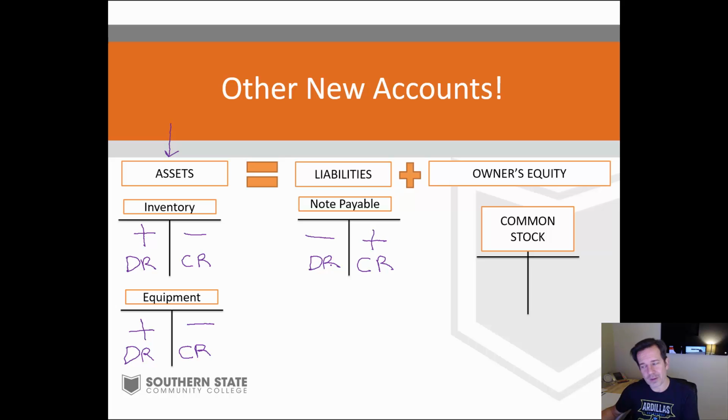All right. The other new account we've already mentioned, common stock, evidencing the amounts of money that the owners have put into the company. Right-hand side of the equation, it's going to go up on the right, down on the debit side, left side.